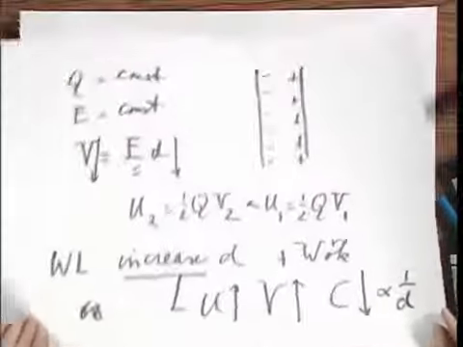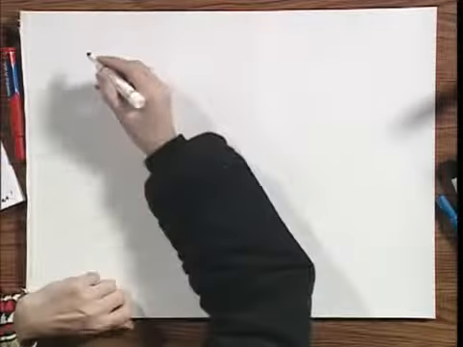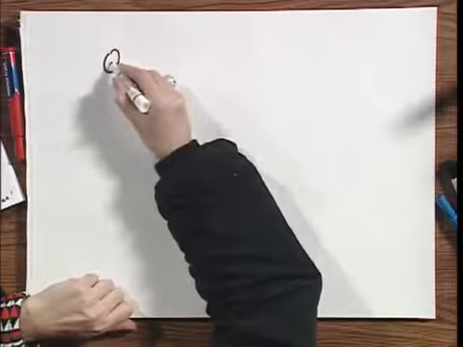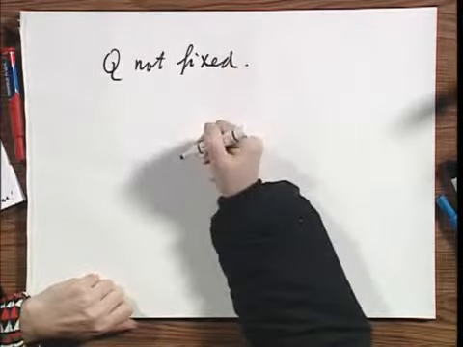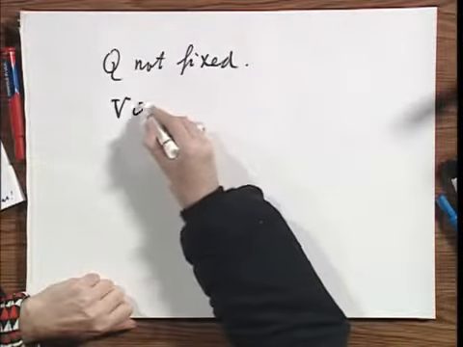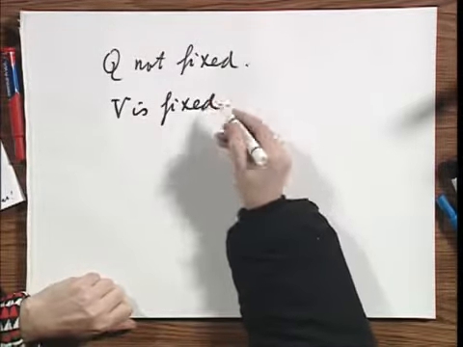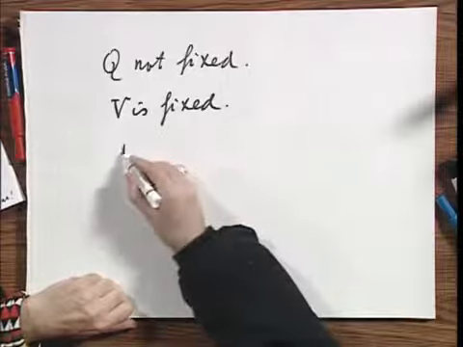Now the situation changes dramatically, because now I'm going to attach a battery. Now when I attach a battery, Q is not fixed anymore. The only thing that is now fixed is the potential difference. So, it's a very different situation. Q is not fixed with the battery, but now V is fixed. The potential difference between the plates cannot change.